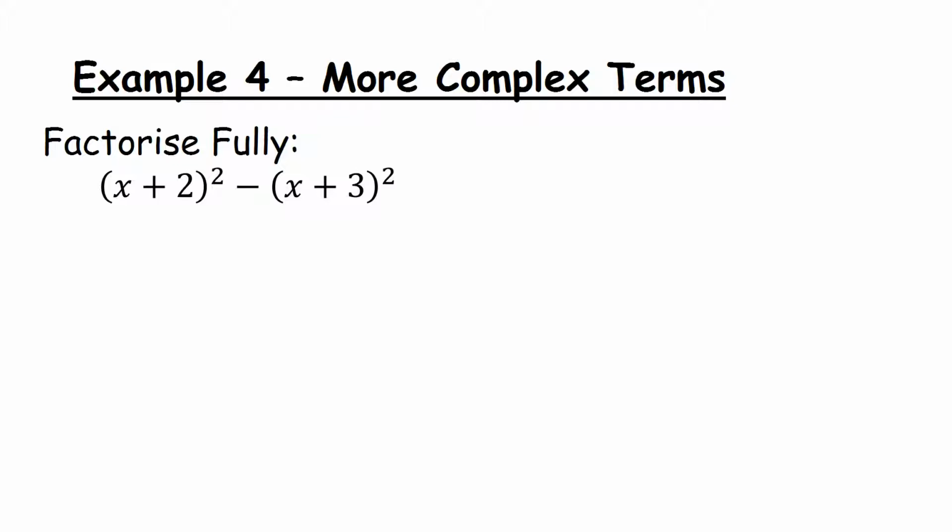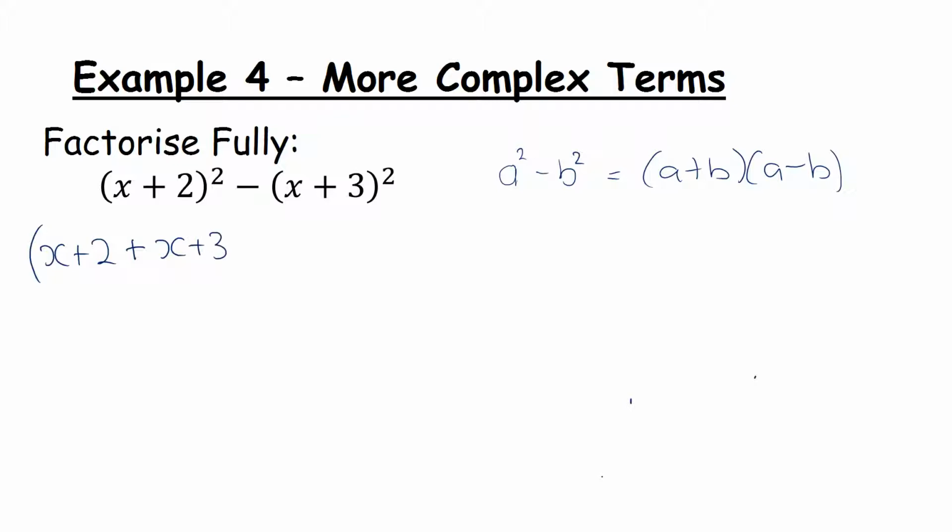It's actually written in the form that we would write it anyway, a bracket squared minus another bracket squared. So we can go straight into it. If you remember, our formula for difference of two squares is a squared minus b squared equals a plus b, a minus b. So we're going to use that formula. So in the first bracket, we're going to have x plus 2 plus x plus 3. And in the second bracket, we're going to have x plus 2 minus. And this is where you have to be really careful. The b is x plus 3. Now, both of those terms need to be subtracted.